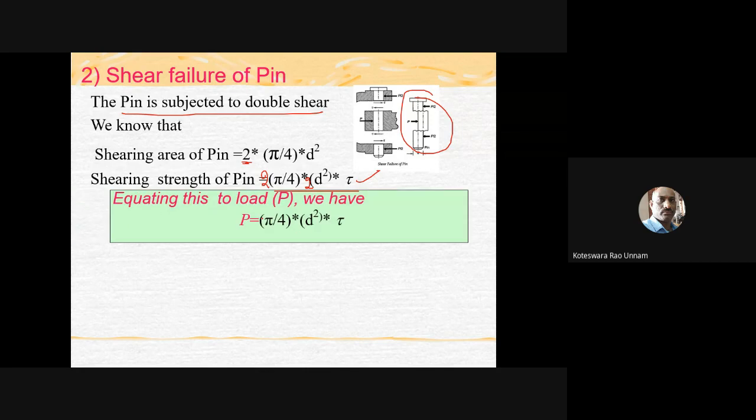Here also it is missing, so don't miss that. Equating to that, you will get the diameter of this knuckle pin, the small d. So what is the dimension he has taken here? Let me verify that also.